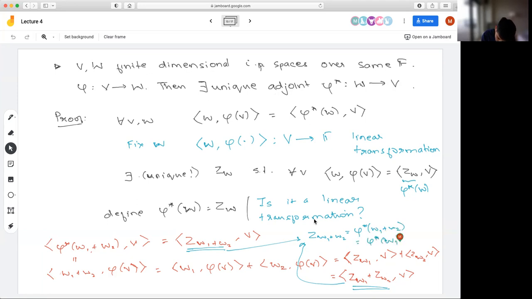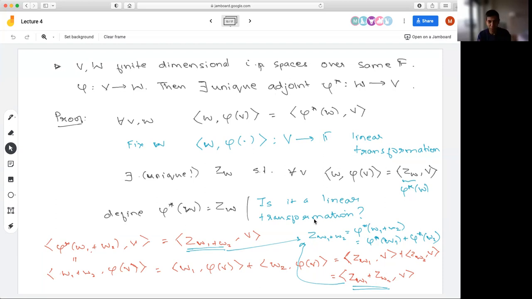that ZW1 plus W2, rather phi star of W1 plus W2, is equal to ZW1 plus ZW2. So we must have this property, which is needed for linearity. I mean, you also need that the right thing happens when you multiply by a field scalar, that I'll ask you to check.